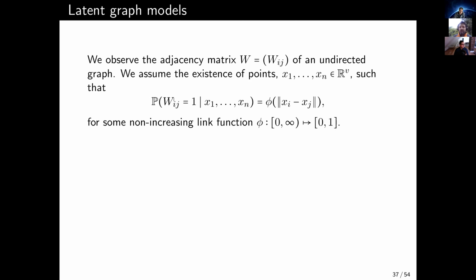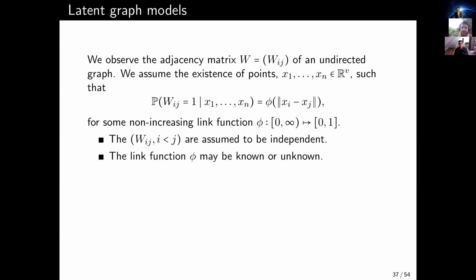And our model is the following. There's an edge between i and j, given the points, with probability phi, a function of the distance between the corresponding positions in space. Phi here is going to be non-increasing, of course, with values in [0,1], because it's going to be a probability. This is sometimes called a link function in statistics. It's similar to how an Ising model is defined, so the same vocabulary could be used. And we assume that the adjacency entries are independent of each other.